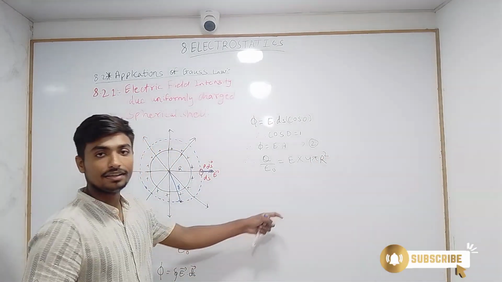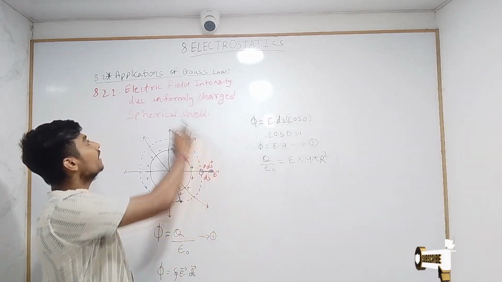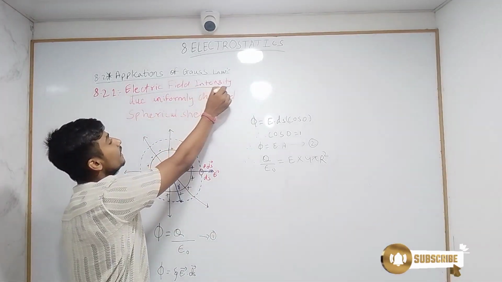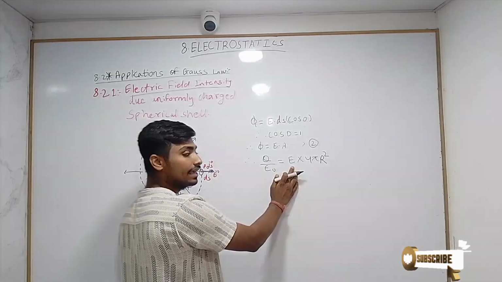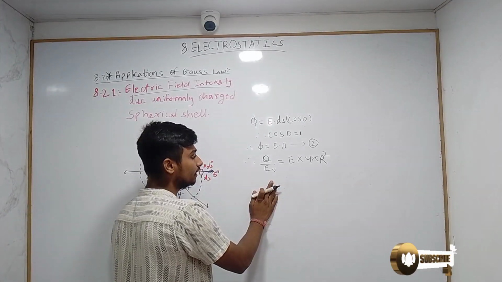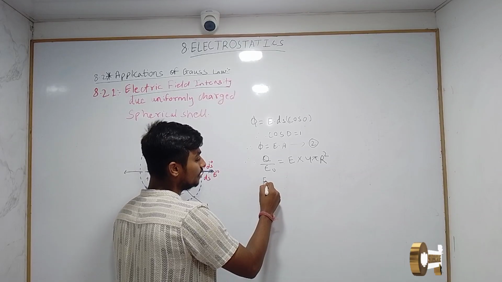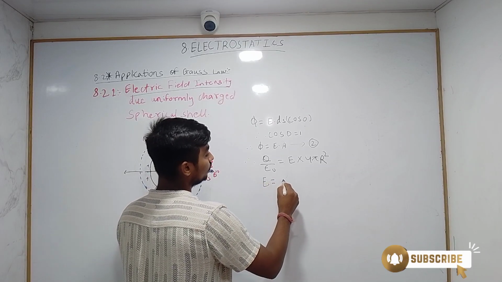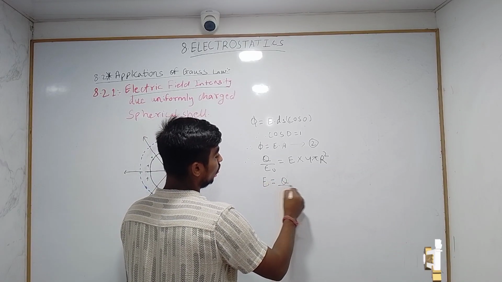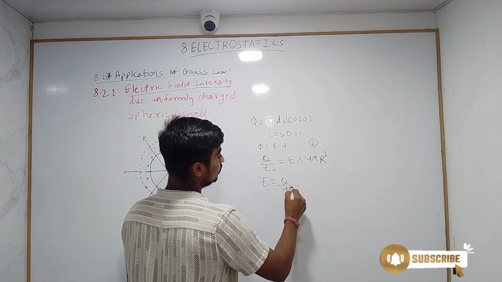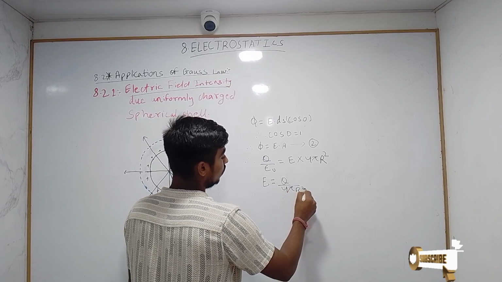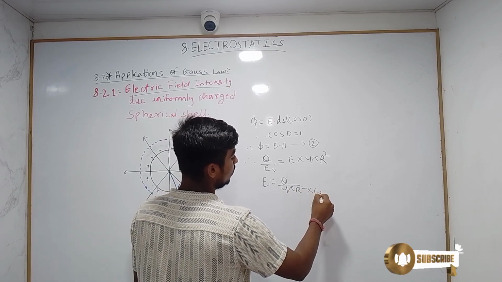What are we finding here in this question? We are finding electric field intensity. So we need E on the left side of the equation and the rest will be transferred to the right side. So E is equal to Q upon 4 pi epsilon naught R square.